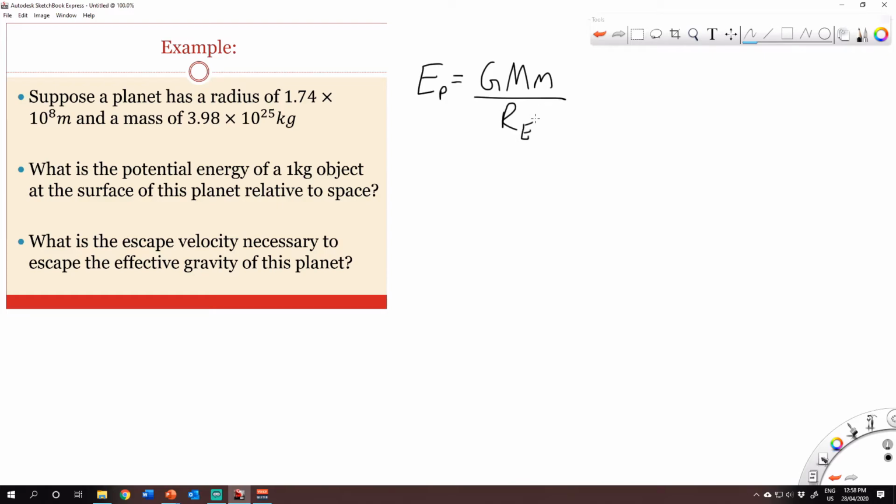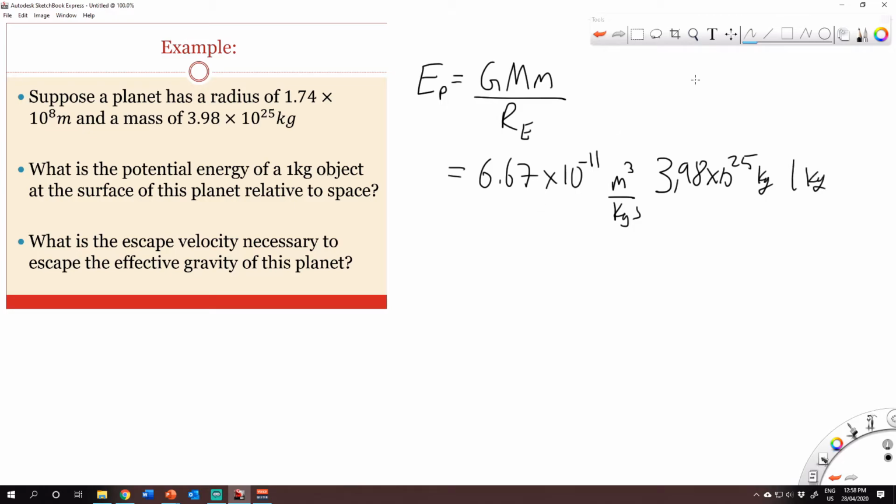So first thing, we'll calculate the potential energy of a 1 kilogram object at this planet's surface. And we'll just put in our numbers. G, if you remember from earlier, is 6.67 times 10 to the negative 11. Let me just quickly look that up. Yep, that's correct, negative 11. And we'll have units of meters cubed over kilogram seconds. The mass of the planet is 3.98 times 10 to the 25 kilograms. The mass of the object is 1 kilogram.